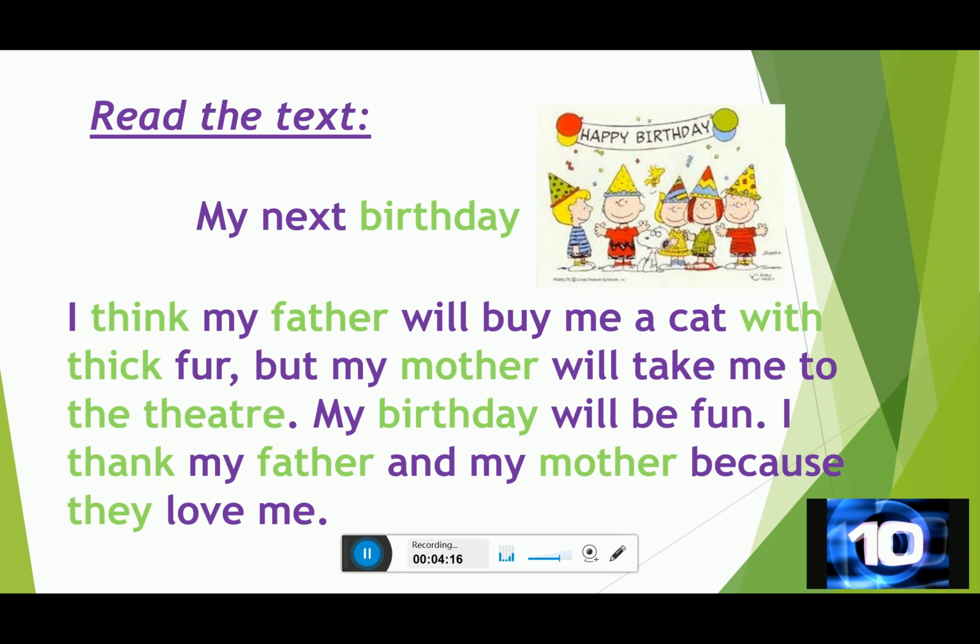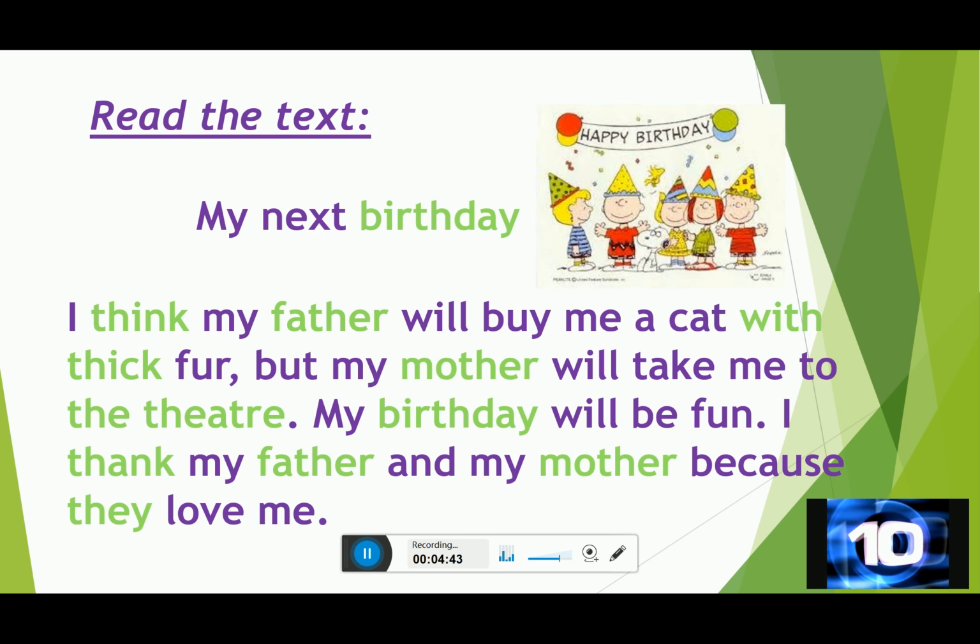Let's move on. Okay, read the text. So the text talks about my next birthday. دلوقتي هنبدأ طبعا زي ما احنا متعودين هنقرأ فقرة صغيرة فيها بعض من الكلمات اللي احنا قرأناها وهنجاوب عليها الأسئلة، فعلشان كده ركز وانت بتقرأ وحاول تفتكر الجمل علشان هتجاوب على الأسئلة. So I'm going to start reading first.